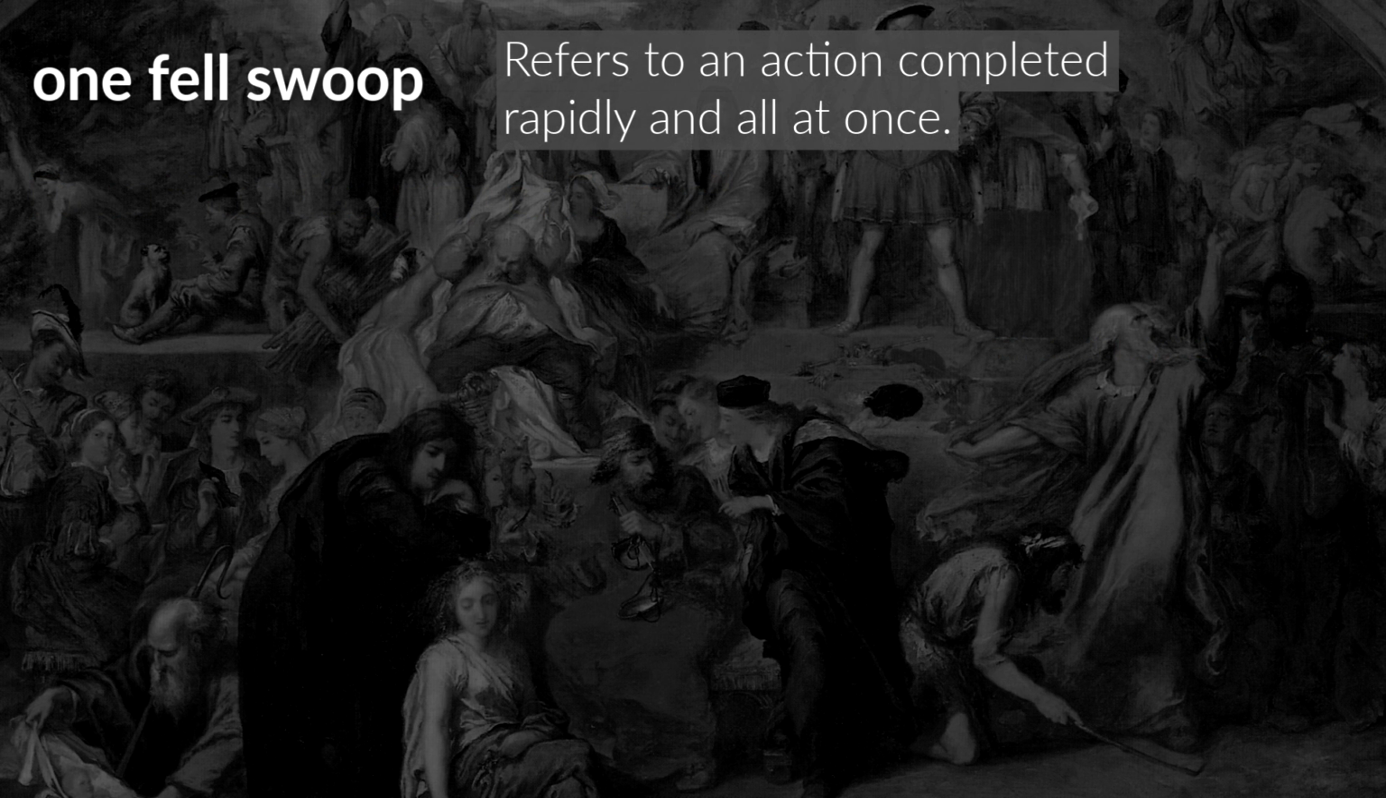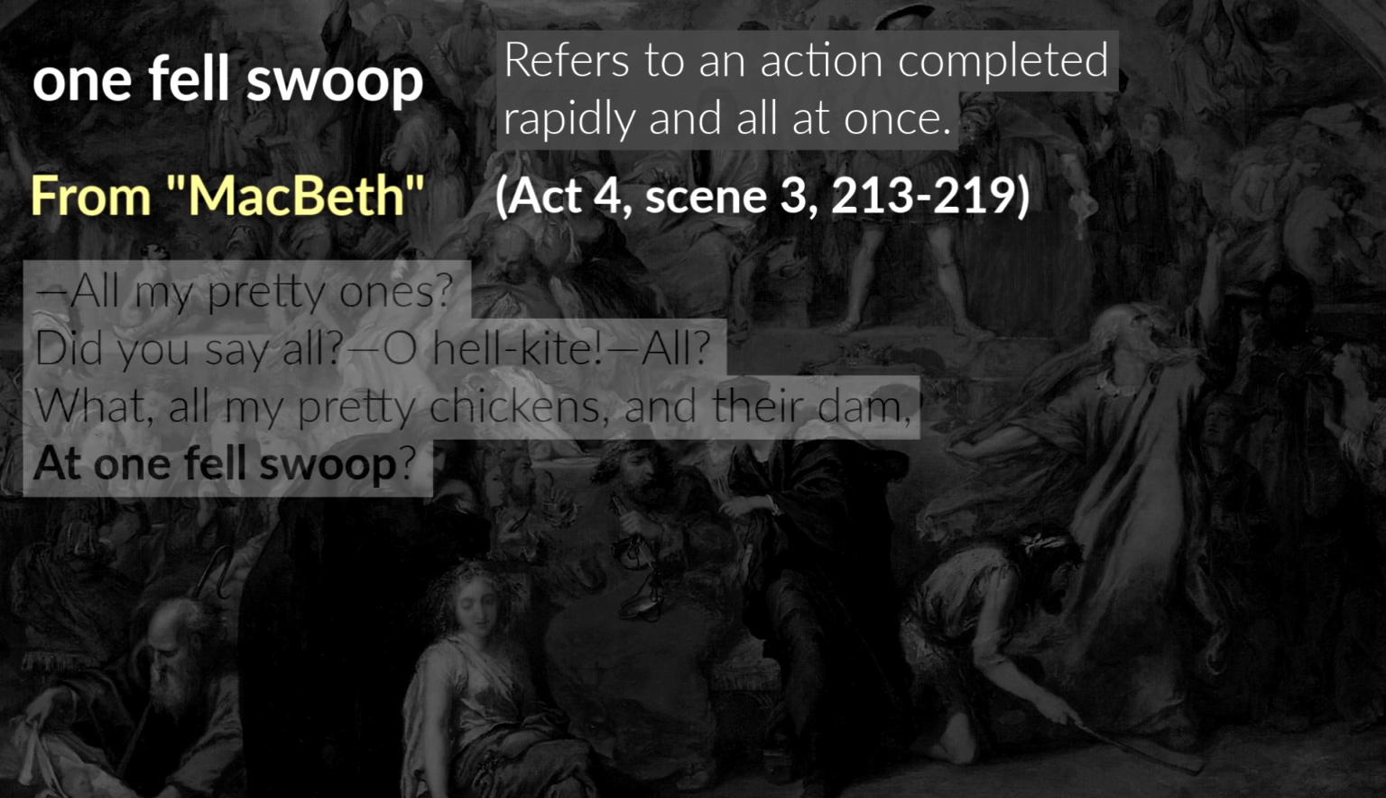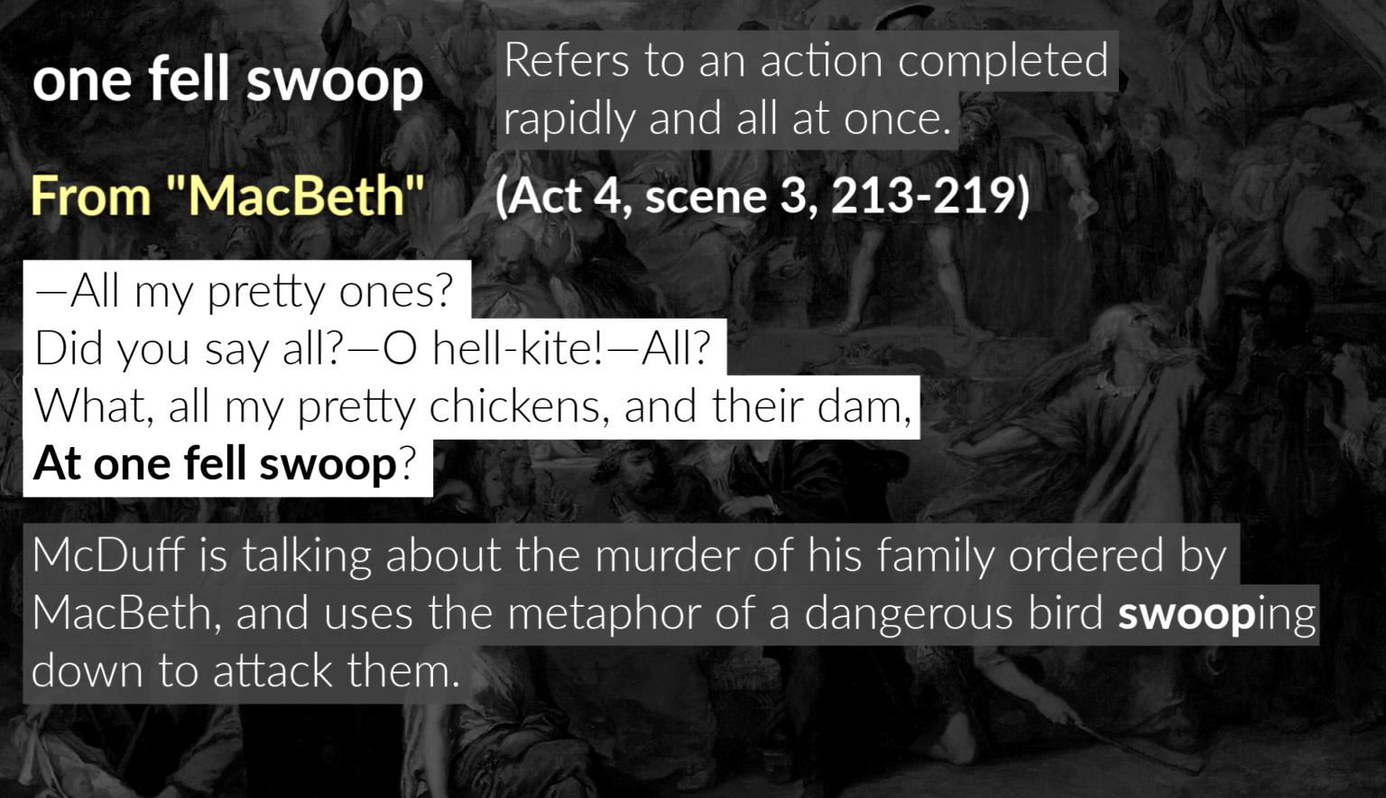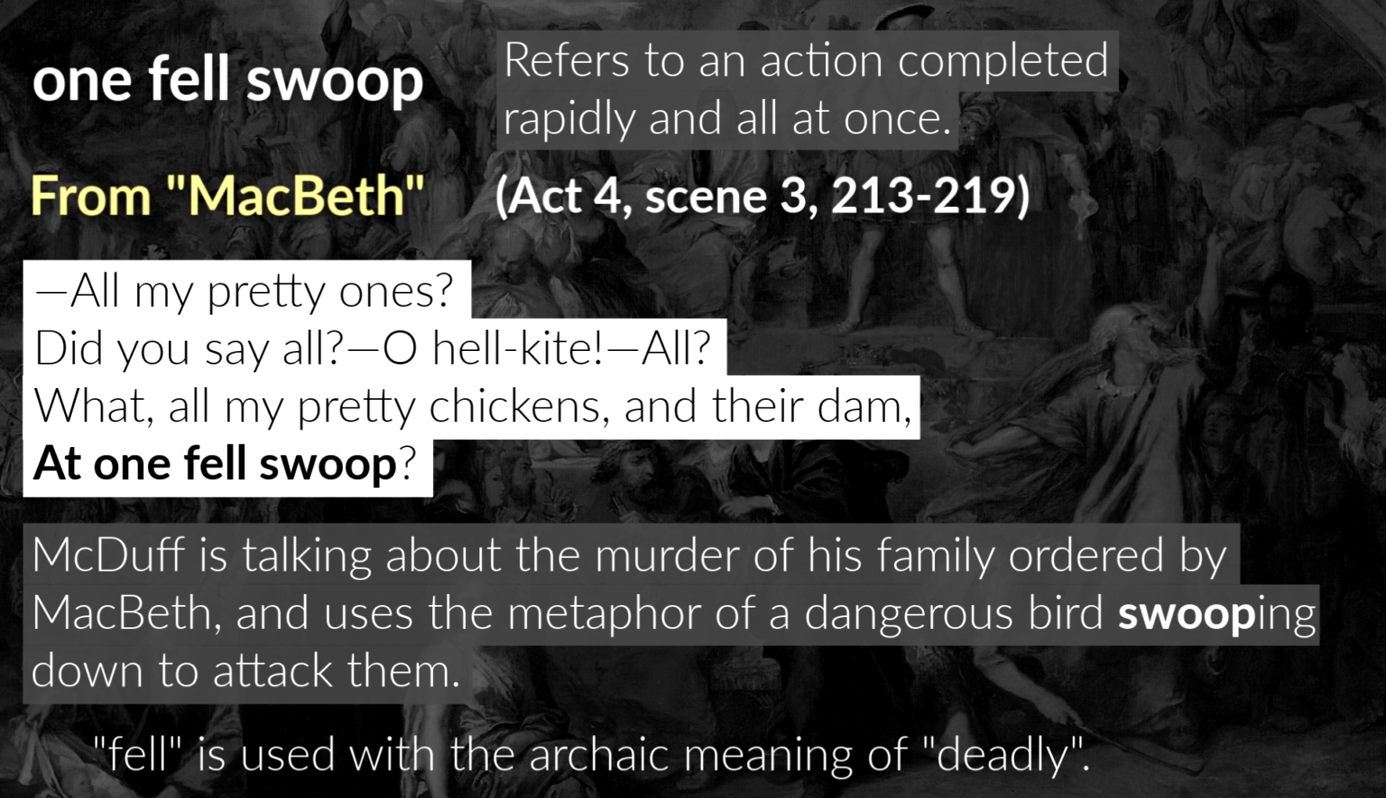One fell swoop. This is an idiom referring to an action completed rapidly and all at once. It first appeared in Macbeth. "All my pretty ones? Did you say all? Oh hell kite, all? What, all my pretty chickens? And their dam? At one fell swoop?" Macduff is talking about the murder of his family ordered by Macbeth, and uses the metaphor of a dangerous bird swooping down to attack. The word fell is used here with its archaic meaning of deadly.